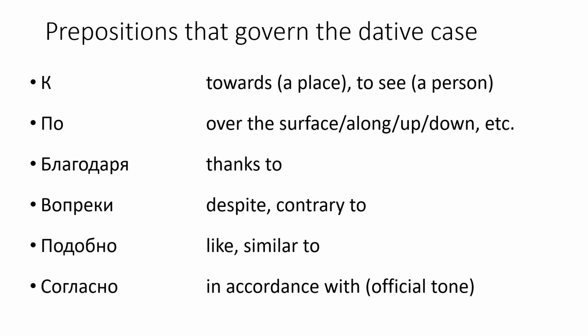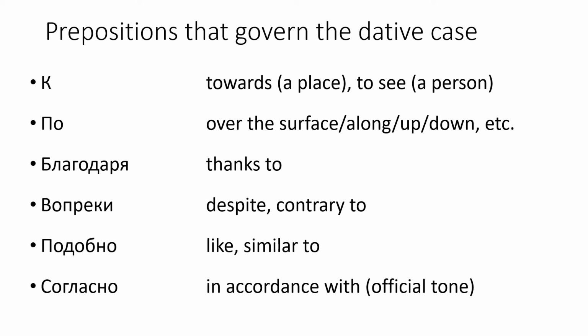The last thing that we're going to cover today will be prepositions that govern the dative case. We've already come across k and по quite a lot today, and I'm going to talk about them in detail over the next few slides, but for now we'll just look at the other prepositions here. So благодаря means thanks to or owing to. For example, thanks to you I can speak Russian would be благодаря вам я могу говорить по-русски. Благодаря вам. So that's вам is in the dative case, thanks to you.